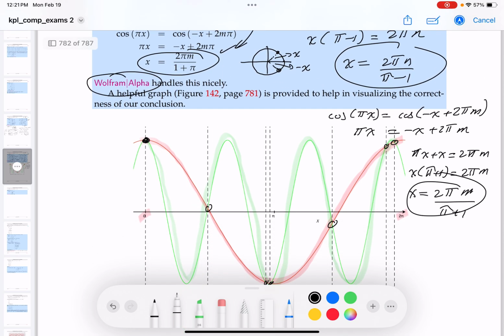And that's it. Thank you. How many points of intersection do we see? Let's see. 1, 2, 3, 4, 5, 6, 7. All right. Thank you.